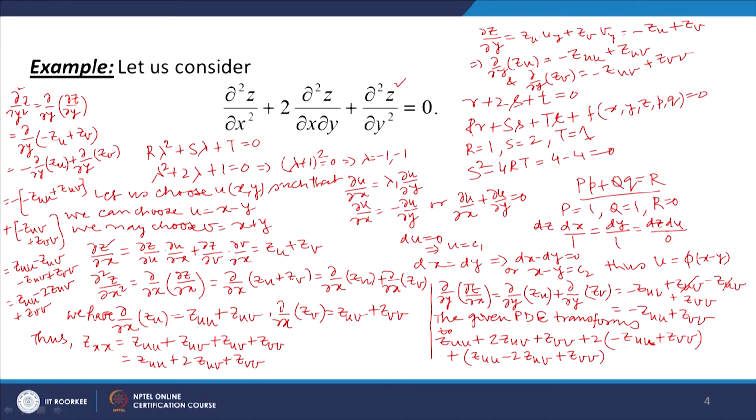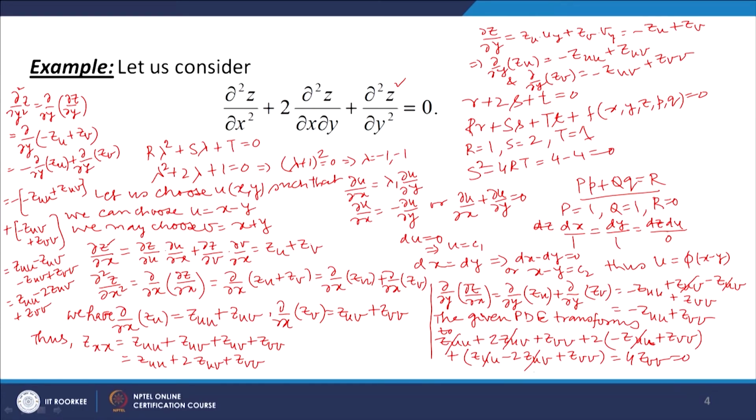Let us see what we get. Okay. So Zuu plus Zuu minus Zuu, which will cancel with minus 2 Zuu here. And Zbb will be equal to, we have 2Zuv here and 2Zuv here. So this term cancels with this term, and 2Zuv cancels with 2Zuv. What we have: Zvv plus 2Zvv plus Zvv. So this is 4 times Zvv equal to 0.